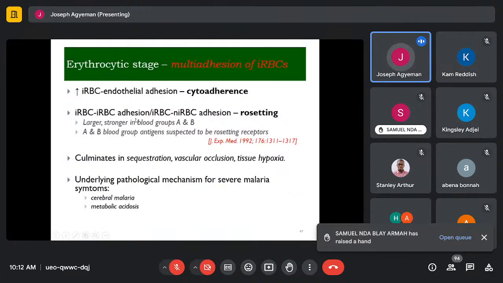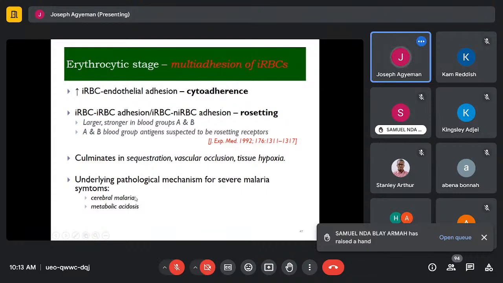These are more further examples. So infected red blood cells will now stick to the endothelial lining, being referred to as cytoadherence. Infected red cells sticking to other infected red cells, or infected red cells sticking to even non-infected red cells. So red cells sticking to red cells, whether infected or not, that is rosette formation. And this is what normally happens.